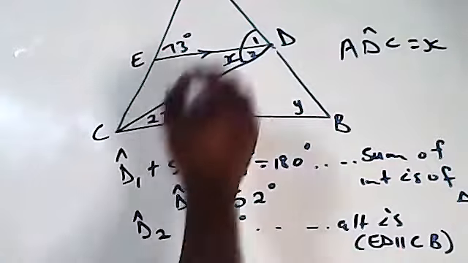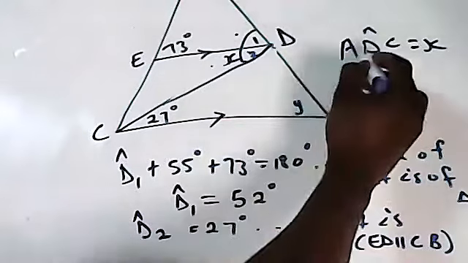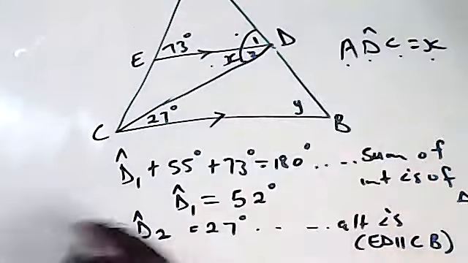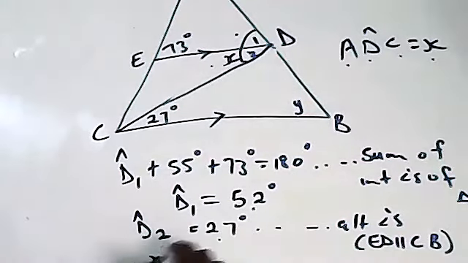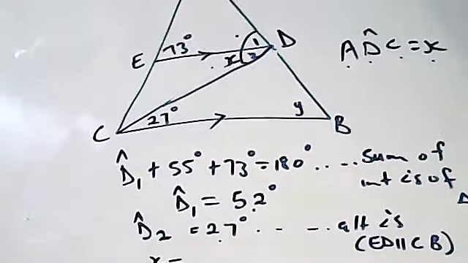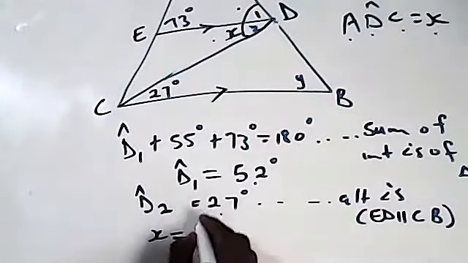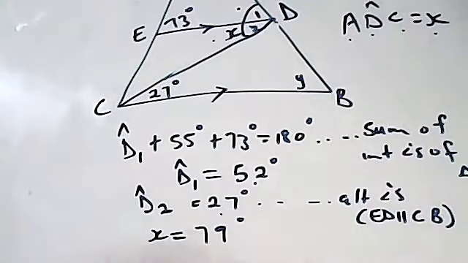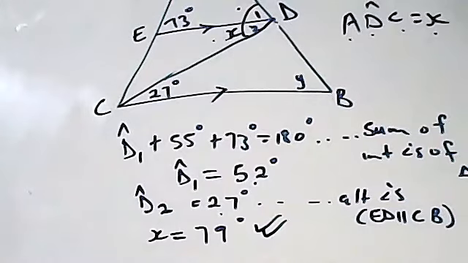So we are sorted. We know that this one is 27. We know that that one is 52. And they said that angle ADC is X. So meaning that basically X is equal to 52 plus 27. So what's the value? 79. Done. Yes, 79 degrees. We are happy with that, right? Does it make sense? Yes, sir.